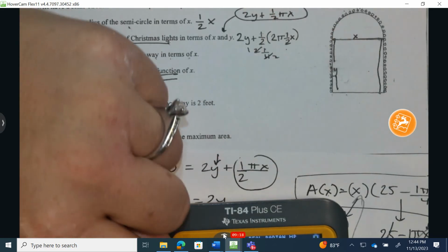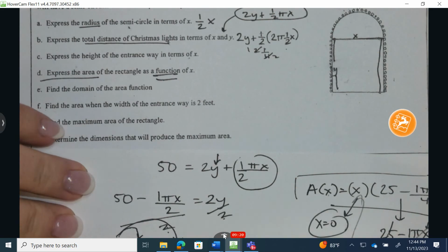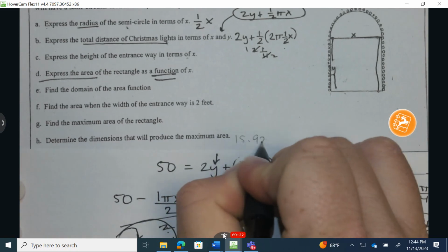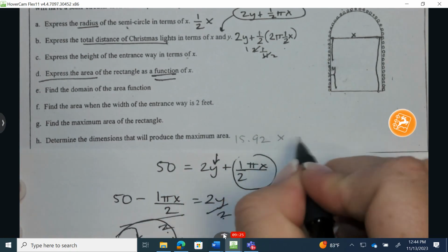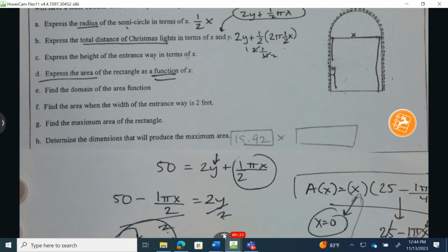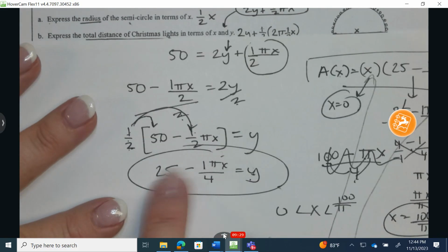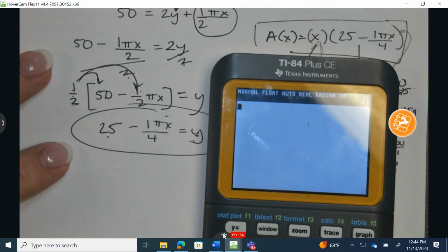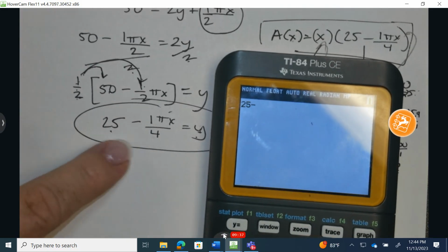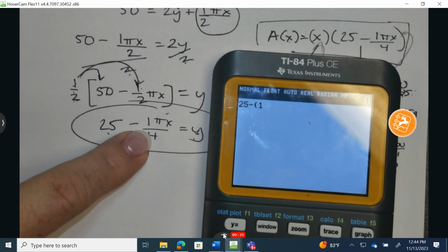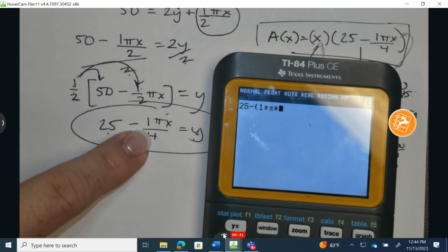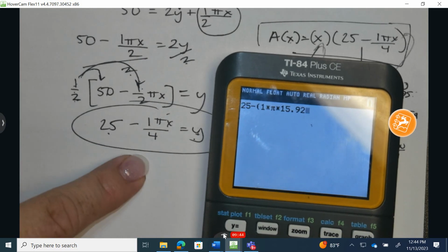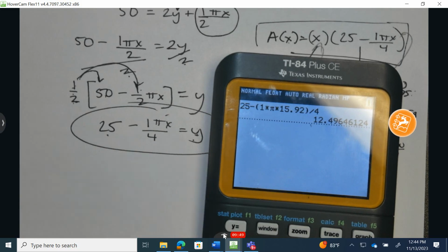And our last question here is determine the dimensions that you will produce from this. So we have 15.92 if I round. So 15.92, that is our x. Now let's figure out what the y is. Now how do I figure out the y? I come back to what y was. So here's our y, and I'm going to plug in here 15.92. 25 subtract 1 times pi times 15.92, and then I'm going to divide this by 4, and we should get 12 point, it rounds up, so 12.5.